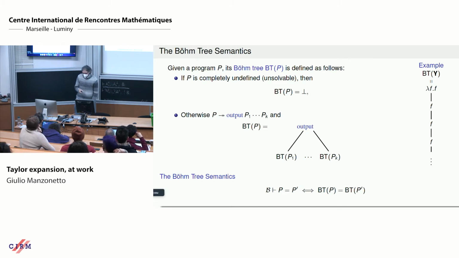So this might look like an inductive definition, but it is not. Because during this computation, the size of P can increase indefinitely. So this is actually a co-inductive definition. This is why, for example, the Böhm tree of the fixed point combinator gives an infinite tree.